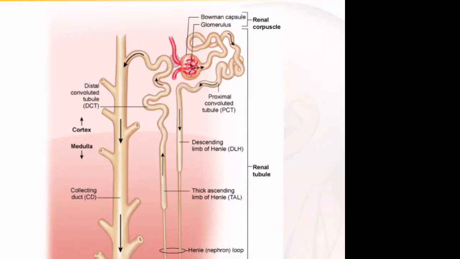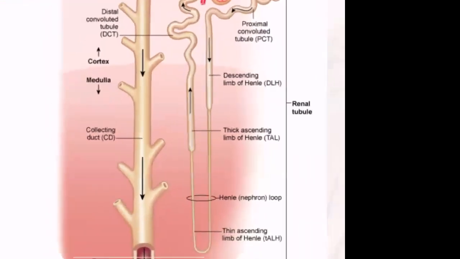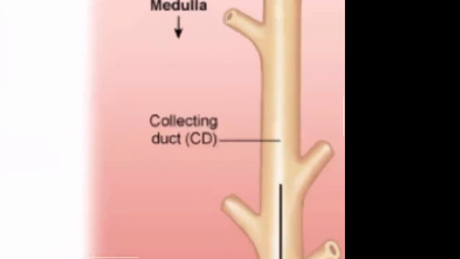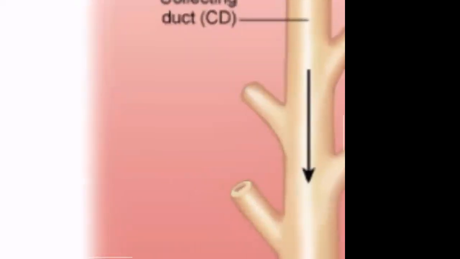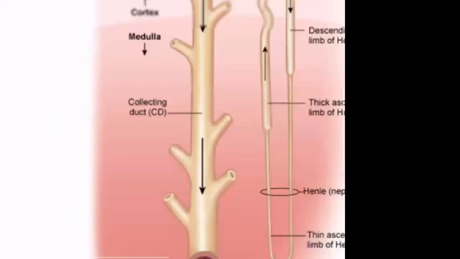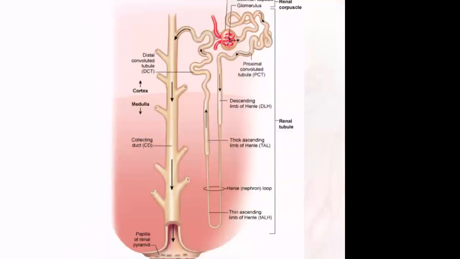All of that then empties into a collecting duct, which is this large one that we see here, the collecting duct. And you can see these branches from other distal convoluted tubules. So now the filtrate, when it enters the collecting duct, now we can say, okay, now we can call this urine. There's a reason why we couldn't call it urine yet until this point. We'll see that in a minute.